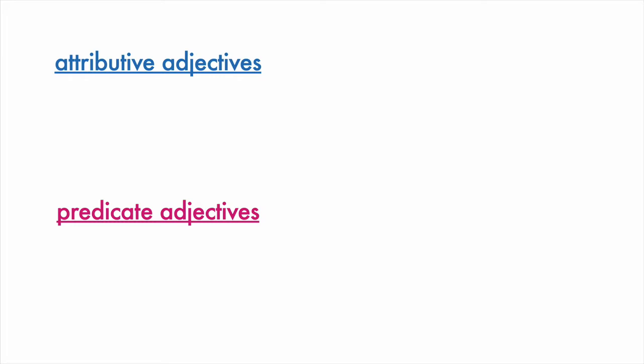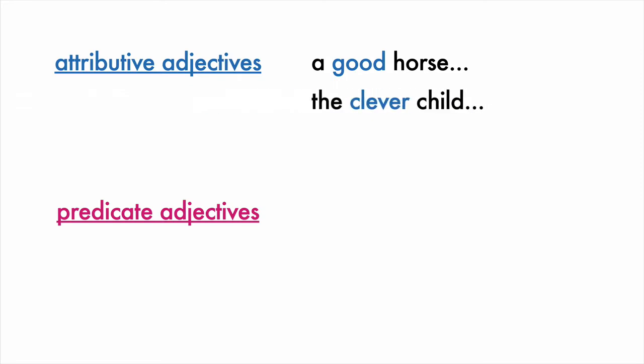First of all, what's the difference between an attributive adjective and a predicate adjective? It'll be easiest to start with some English examples. Attributive adjectives are things like a good horse, the clever child, a cold day. I find it most helpful to think of these as adjectives which pick out a noun. You'll notice there are ellipsis points. We haven't said anything about this noun yet. We've picked out which horse we want to talk about, which child we want to say something about.